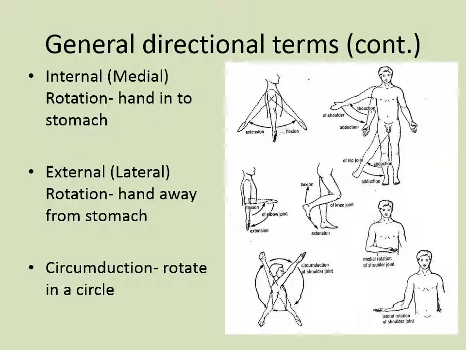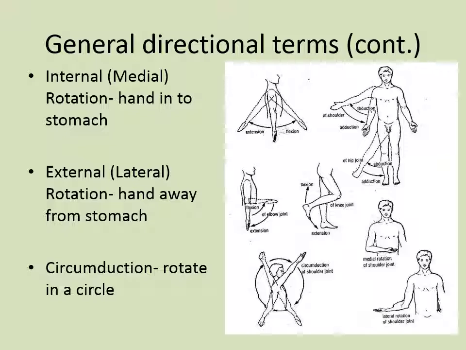More general directional terms would include internal, or you may have heard before, medial rotation. I use internal rotation because I find it less confusing. If we're talking about the shoulder, an internal rotation would be moving the hand toward the stomach. Interestingly, if you internally rotate your hip, we're talking about which way your knee is going. So your knee would come towards your midline and rotate in.